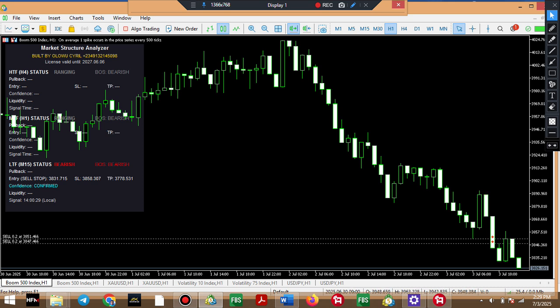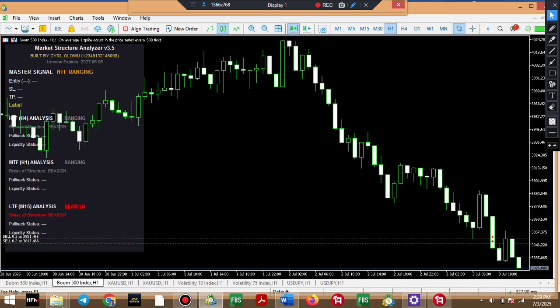Though there was no liquidity sweep, it didn't talk about liquidity sweep. Neither does it talk about pullback. So the confidence level, it has calculated it and given me the details, right? So this is how version 3 is. Is that clear? So let's go to the other version, which is the second version.